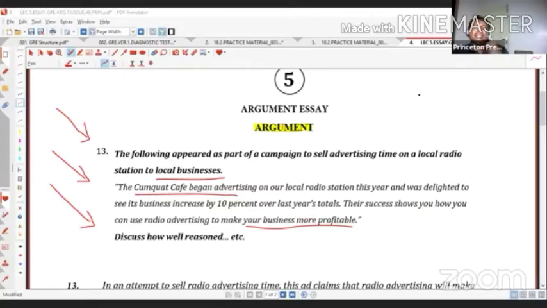Has it been mentioned that last year it was a very good business? It's not mentioned. But all these issues are very important. We'll have to understand whether last year's profit was a good one. We want to excel that. We want to better that. Unless we have a very good idea, this actually shows how you can use radio advertising to make more profit.